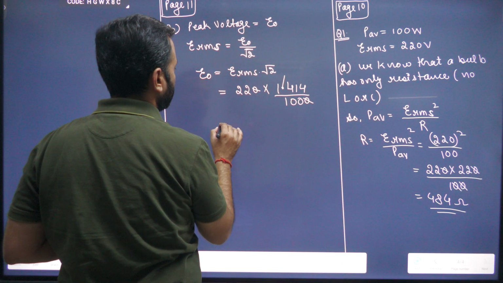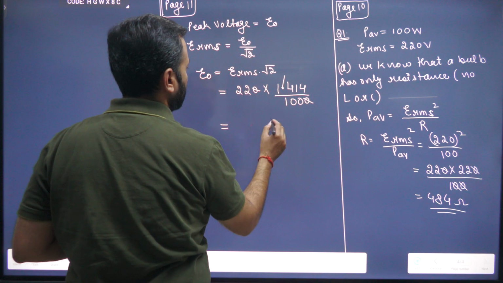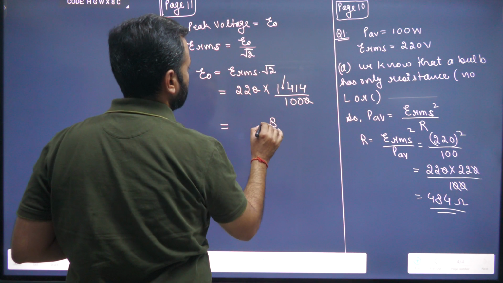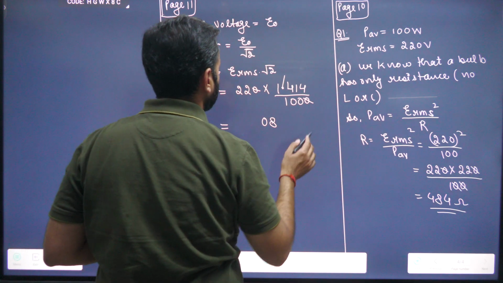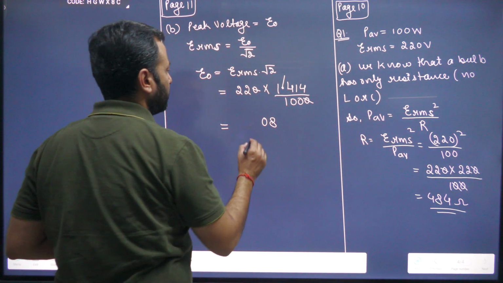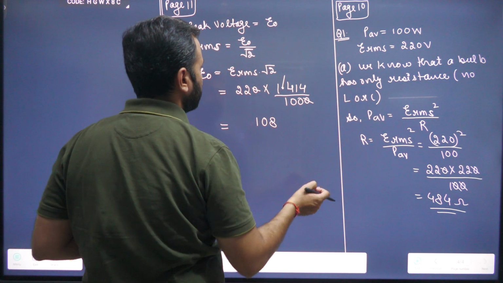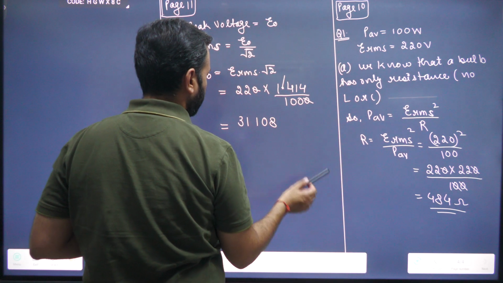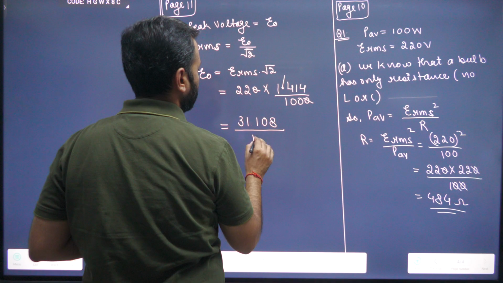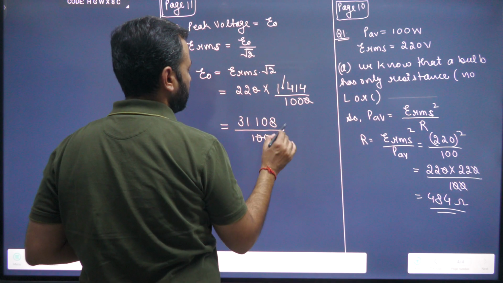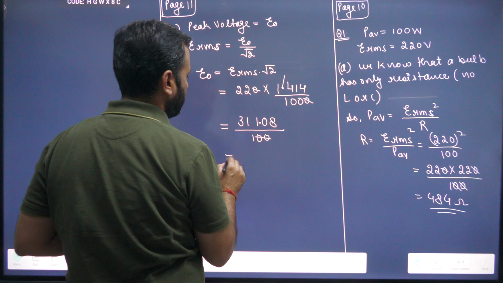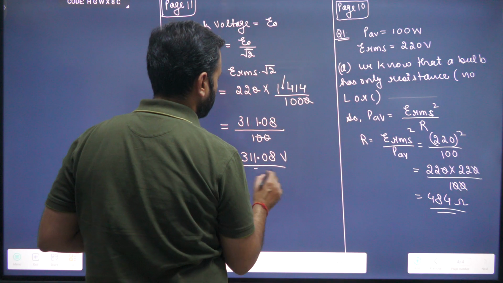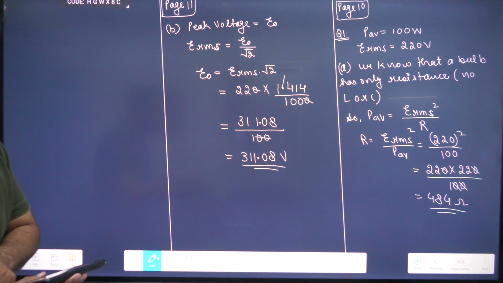Multiply 22 by 1414. 22 fours are 88, 8 carry. 22 ones are 22 and 8 is 30. 3 is carry. 22 fours are 88 and 3 is 91. 9 is carry. 22 ones are 22 and 9 is 31, and 100 is there. So if I cancel out these two zeros, decimal will come here, 311.08 volts. This is E naught, 311.08 volts.